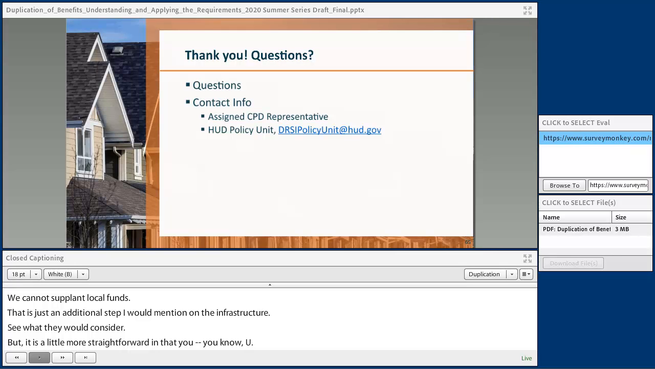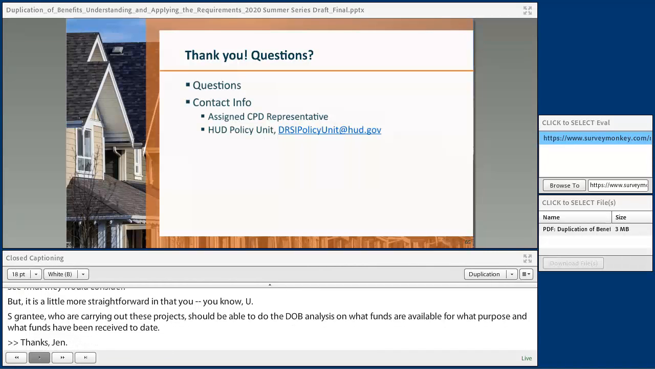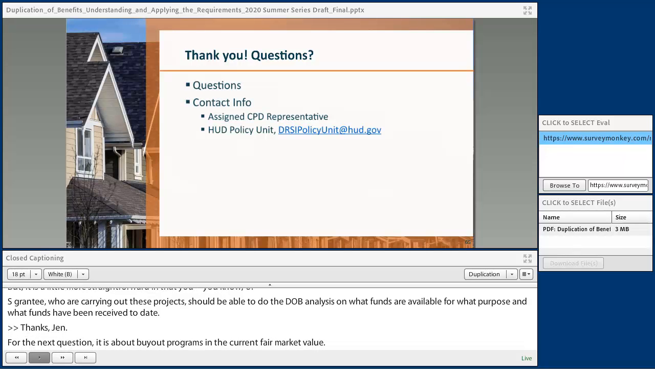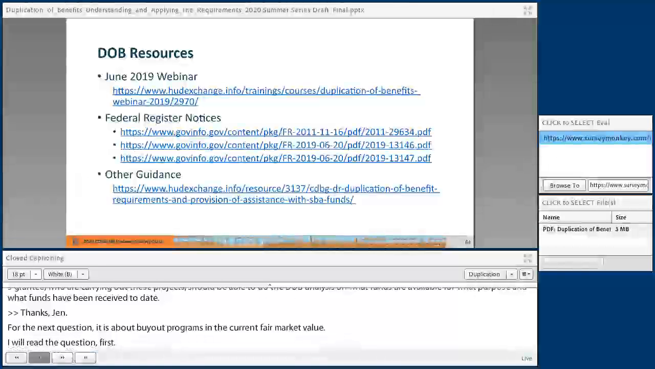Thanks, Jen. For our next question, it's about buyout programs and the current fair market value. So I'll read the question first, and then Carrie, if you want to take this one. So the question is, for a buyout program that uses the current fair market value as the purchase price, if an incentive is provided after the property is purchased to ensure that the new home is affordable, such as down payment assistance, is the current market value a DOB with this incentive?